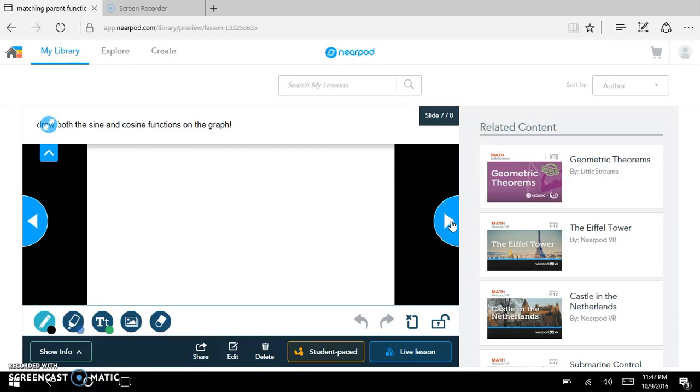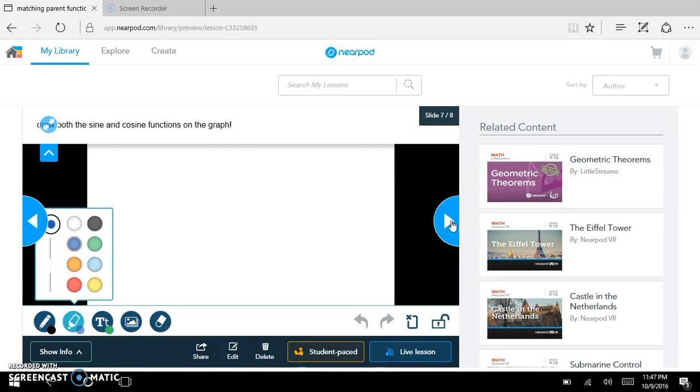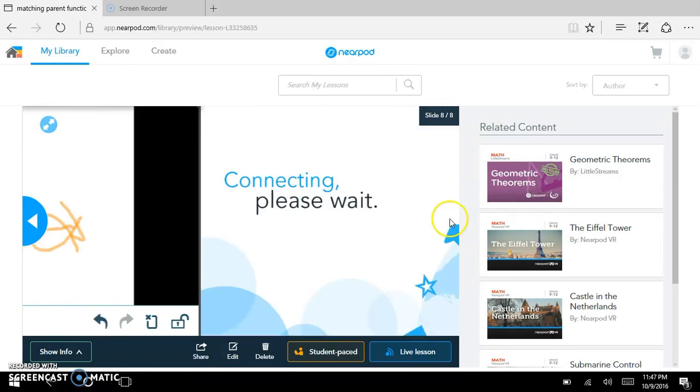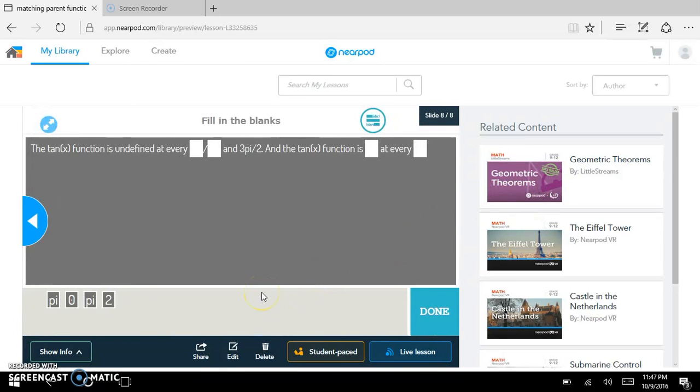For this one, they are going to follow their instructions from the previous one, and they're going to graph their sine and their cosine, which I prefer if they do with different colors, but in the end it's going to end up looking kind of like that. And this one's going to be a fill in the blank for the tangent function. And that's pretty much it.